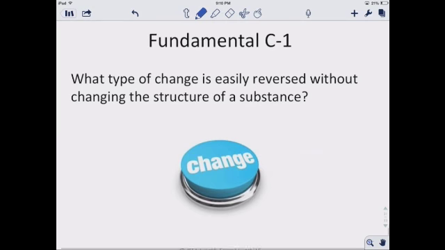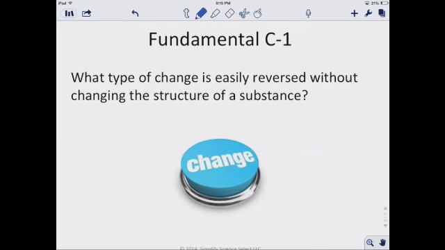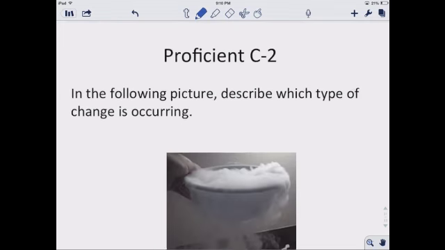So let's jump into an example. It says, what type of change is easily reversed without changing the structure of a substance? So what's really easy to reverse without changing the structure of the substance, so it's not anything new? That would be a physical change, because we're not changing what it is. Very easily reversed. Chemical changes are not easily reversed.